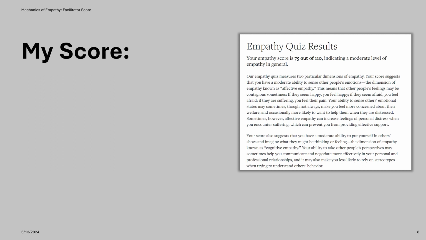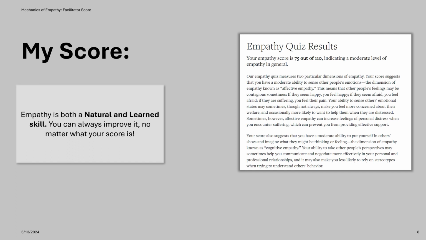I think as a facilitator, it's important to be transparent, so I've placed my scores here for you to see. I scored a 75 out of 110, which indicates a moderate level of empathy. I show you this to say that you should take your score at face value, and instead of viewing it as a cap on your empathetic capability, utilize it as a launching pad to determine your empathy journey trajectory. In future segments, we will dive deeper into what behaviors display empathy and how you can leverage that in your personal and professional lives. Remember, you can always improve your empathy, no matter what your score is.